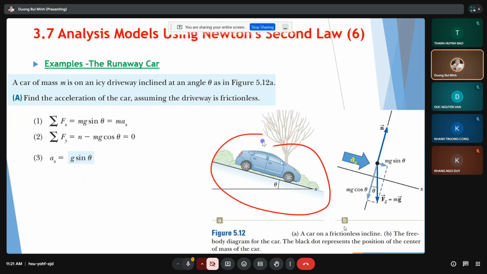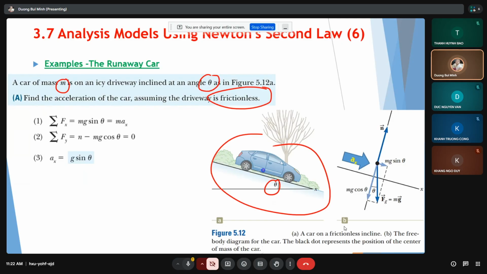Okay, we have the mass of a car M, and the inclined angle theta. So for question A, find the acceleration of the car, assuming the slope is frictionless. That means the surface has no friction.